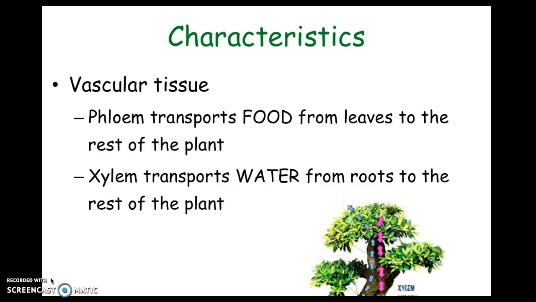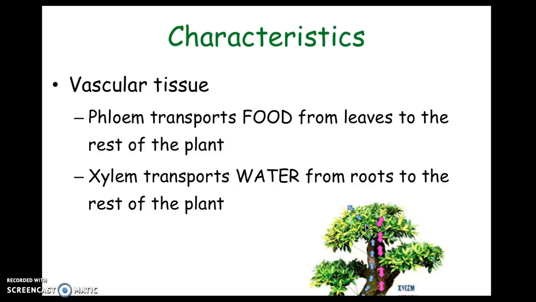Phloem is responsible for transporting food from the leaves to the rest of the plant. So you can think, phloem, food. Now, we may know or may recall that photosynthesis occurs in the leaves, and so that's where the food is produced. So the food gets sent by the phloem from the leaves to the rest of the plant. Xylem, on the other hand, transports water up from the roots, where it's collected, to the rest of the plant.